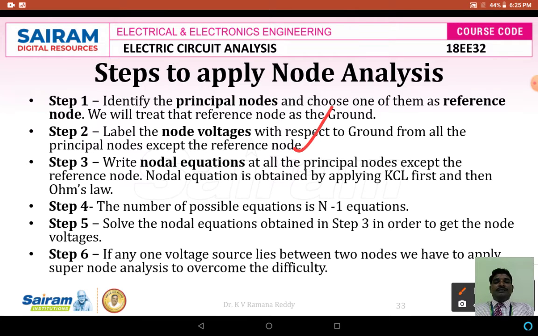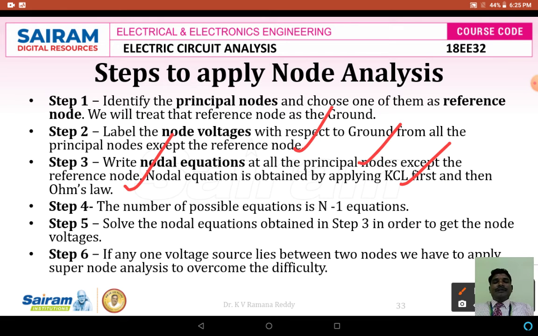Next, step 3 is writing the nodal equations at all the principal nodes except the reference node, because the reference node potential is 0. And the nodal equation here is obtained by applying Kirchhoff's current law first and then Ohm's law.